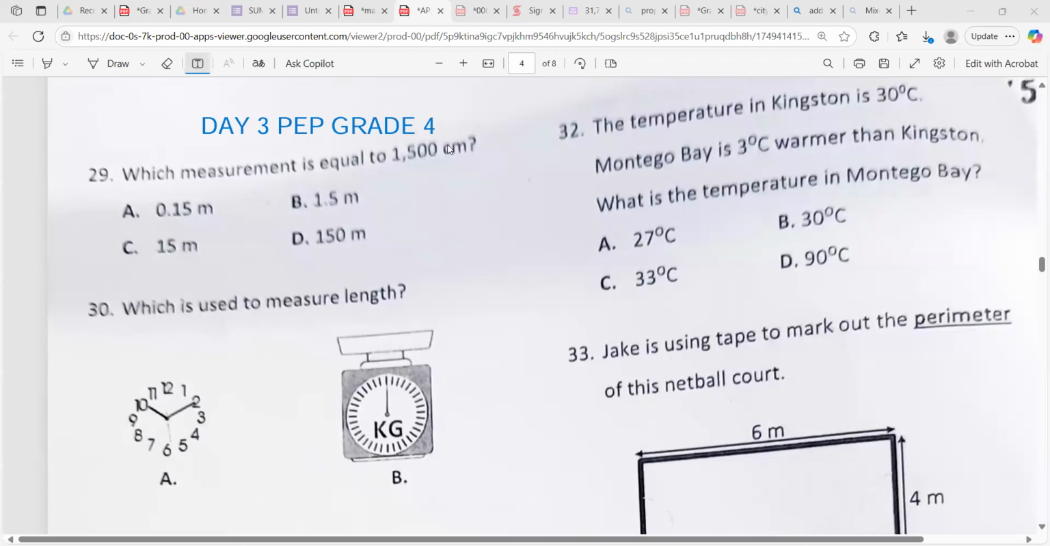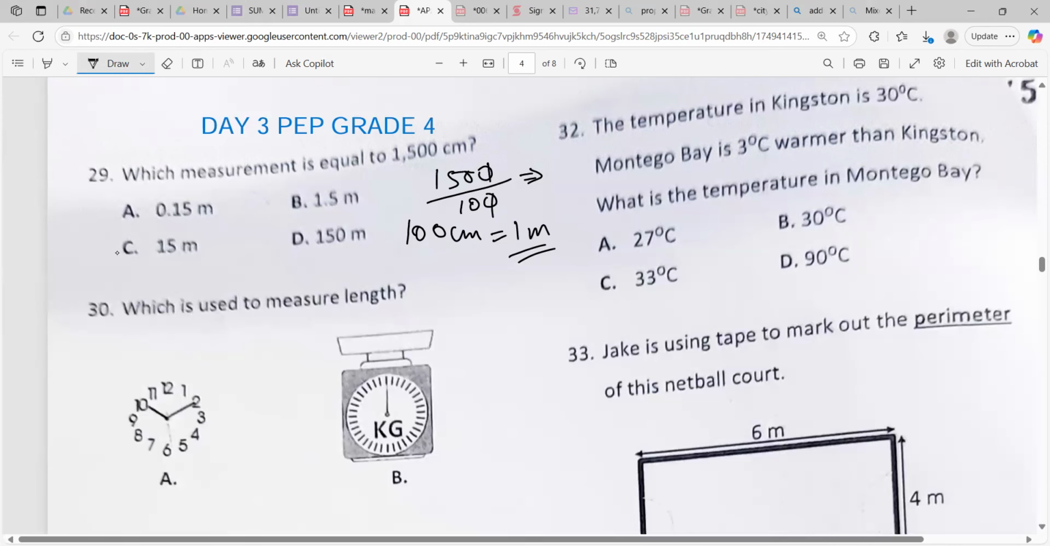Number 29 says, which measurement is equal to 1,500 centimeters? So remember, it takes 100 centimeters to make a meter. So 1,500 divided by 100. So 1 into 15, that's 15. So your answer is 15 meters.